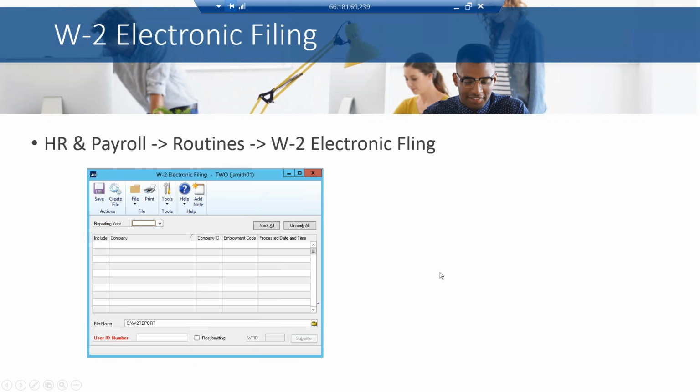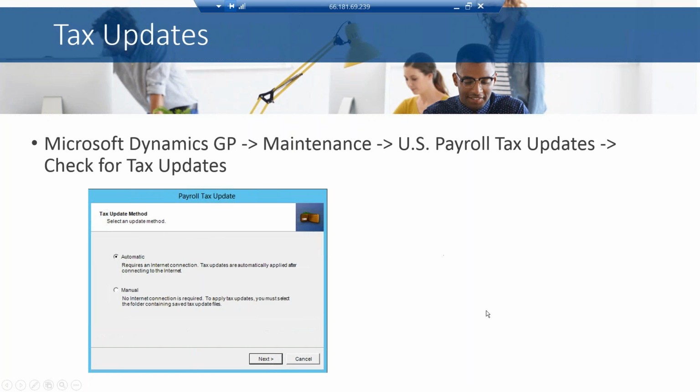All right, so then for those of you that need to electronically file for federal government, this is the window that you'll have. And again, it's HR and payroll, go to routines, go to W-2 electronic filing. All right, so all of that kind of works together.